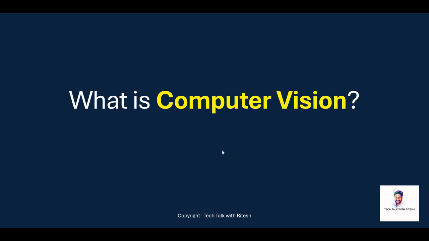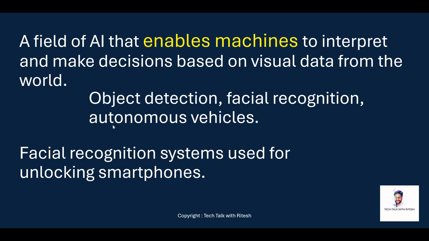Now the next concept is computer vision. Let's see what it is. Computer vision is a field of AI that enables machines to interpret and make decisions based on visual data from the world. Object detection, facial recognition, autonomous vehicles, facial recognition systems used for unlocking smartphones. These all are applications, and they have been here for a long time. It is nothing but artificial intelligence, and it has been in the system for a long time.